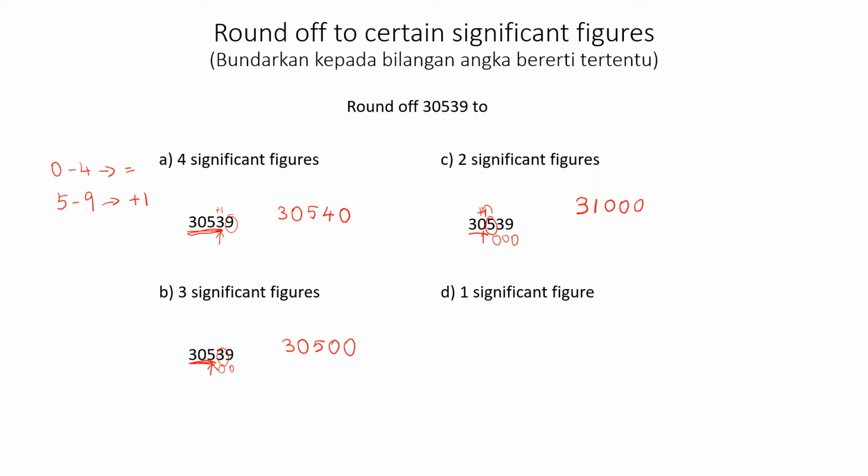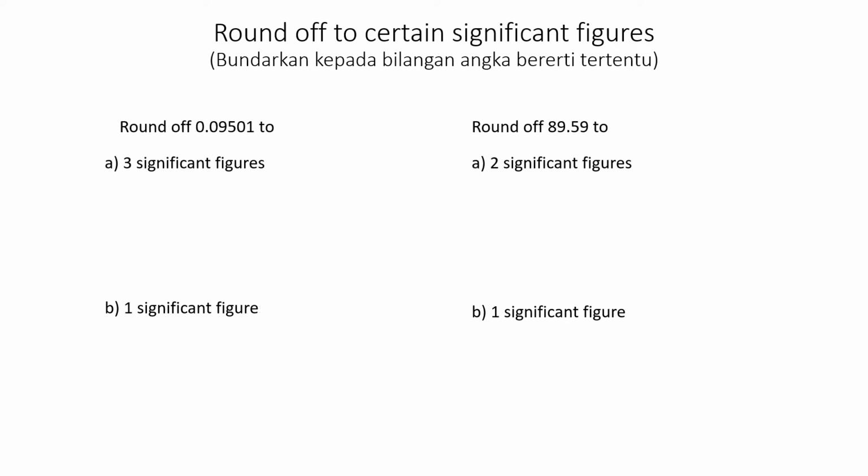If it's rounded off to 1 significant figure, that is only this number, 3. We look at the number beside it, which is 0, to see whether to round up or remain the same. Since this is 0, we remain the same. So the 1 significant figure is 3, and the others will be 0.